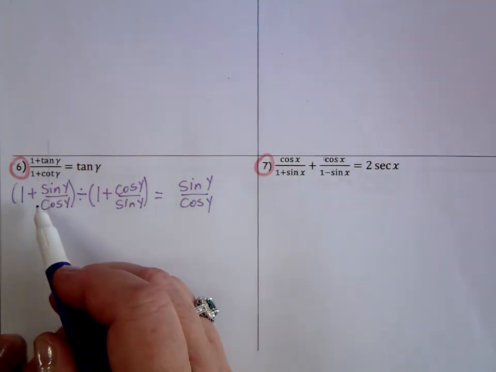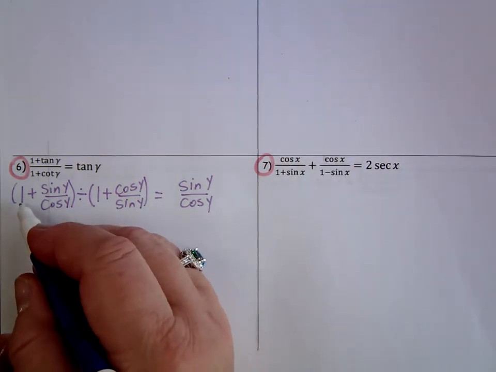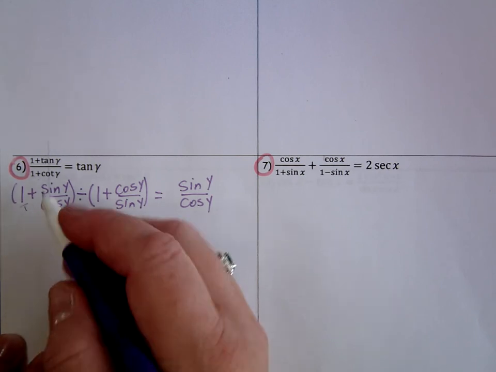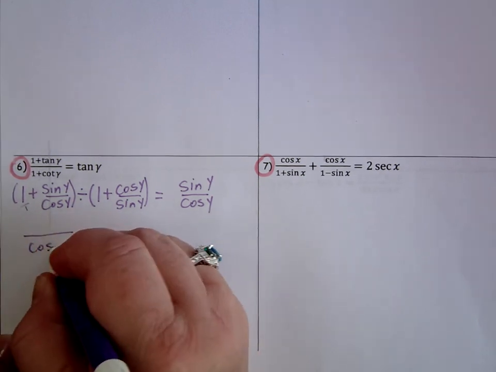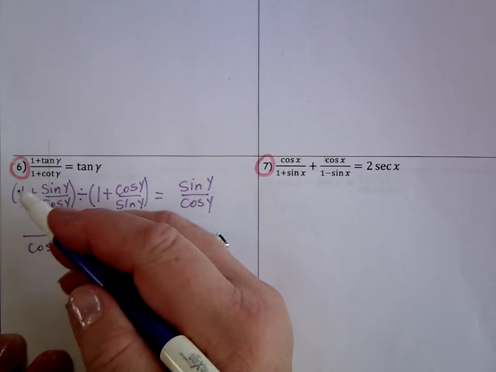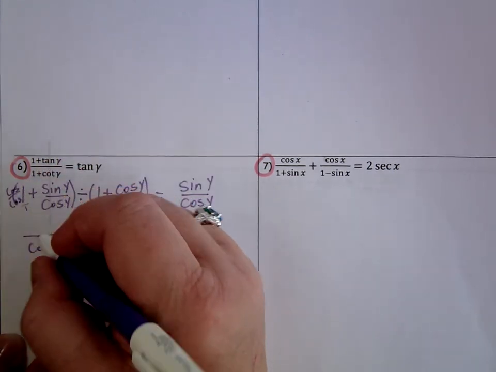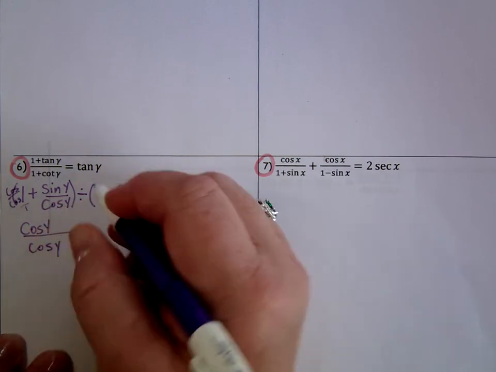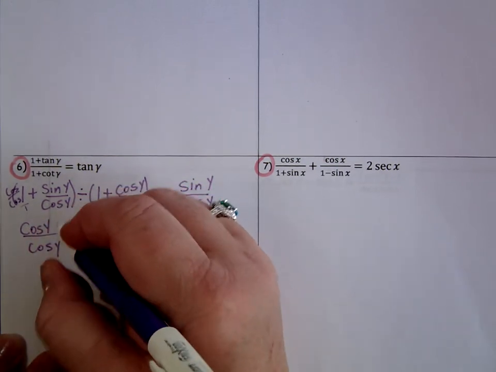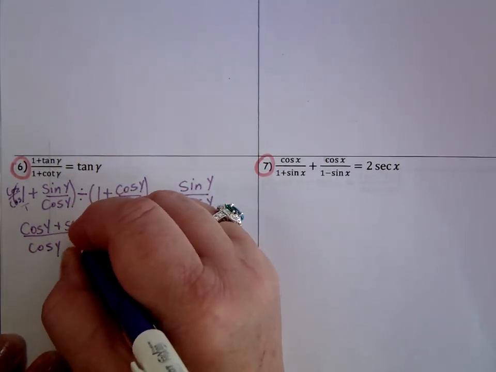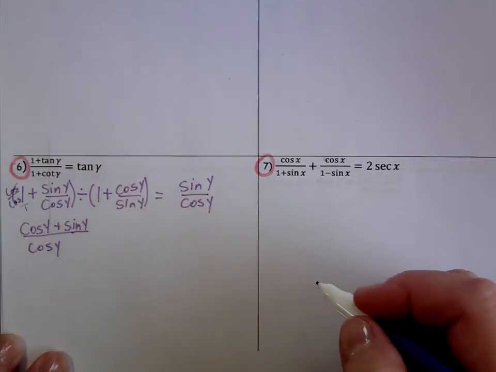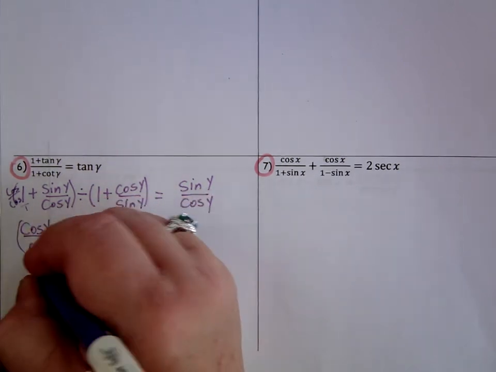If I take one set of parentheses at a time and get a common denominator, this is 1 over 1, and the common denominator would be cosine. This one needs it, so I'm going to multiply by cosine. Cosine times 1 is cosine. This one already has it, so I don't have to do anything. It's just going to be plus the sine of y. So my first set of parentheses looks like this.